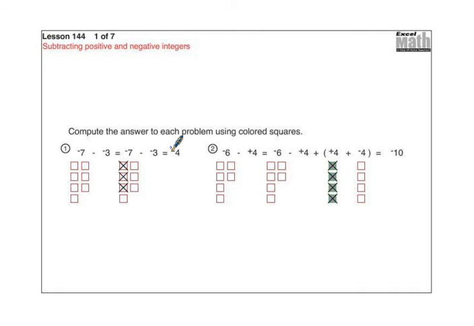Sixth grade Excel, lesson 144, subtracting positive and negative integers. This is a review lesson from yesterday, so hopefully you got it yesterday. If not, you get another chance today. We're not going to use the colored squares, we're going to use the cats and dogs.